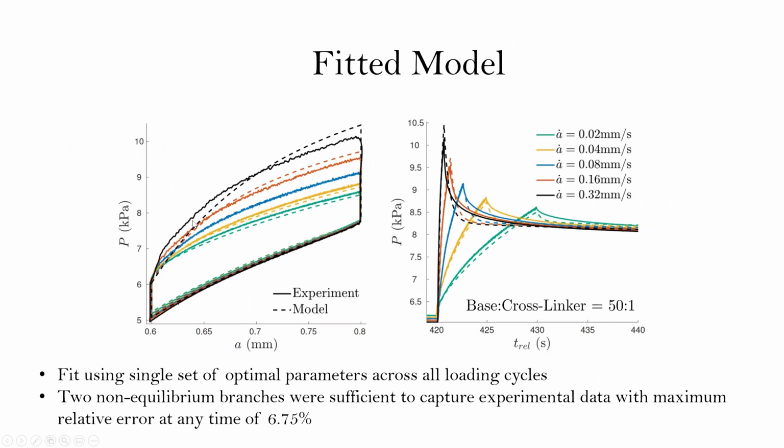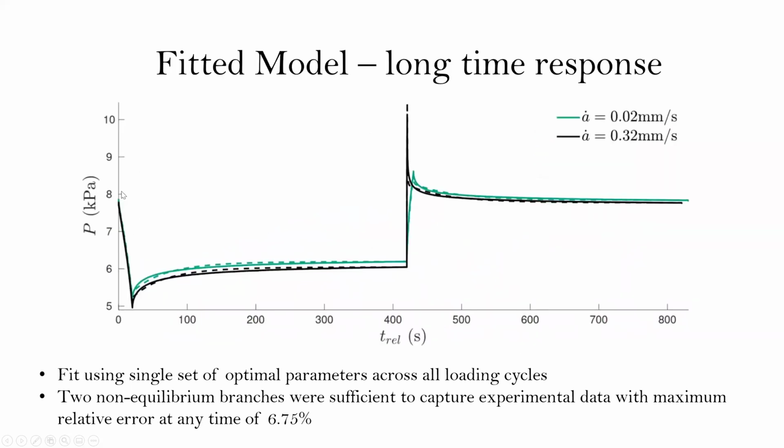And so here we have the fitted results. The dashed lines are our model prediction. And this is the pressure time curve, and this is the cavity size profile. And so this is zoomed in only for a short amount of time. This is the pressure time response for the whole experiment. And we can see that the fit is quite good using a single set of parameters. So not only are the experiments good, the model is also able to capture the experimental results well.